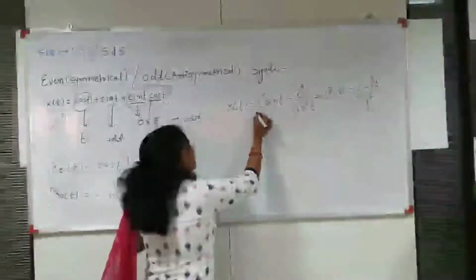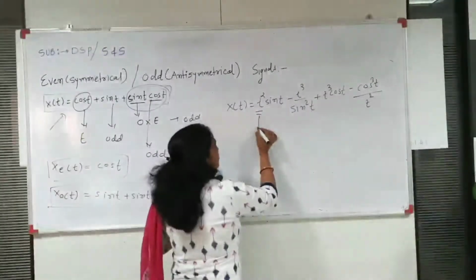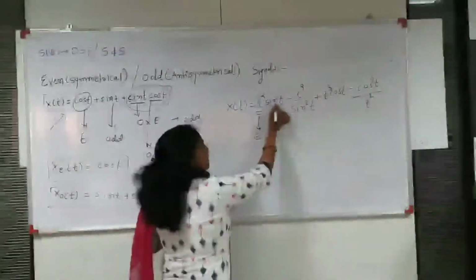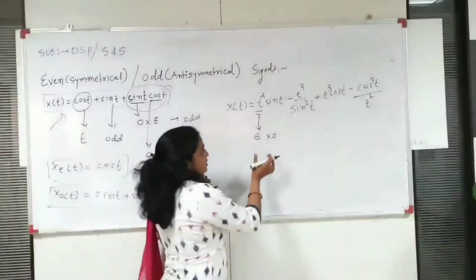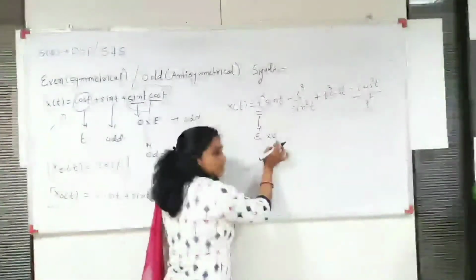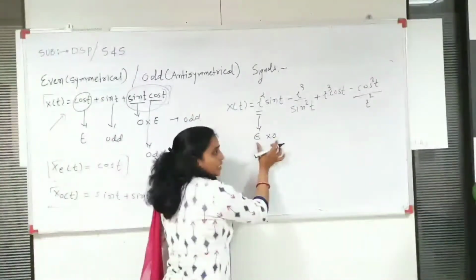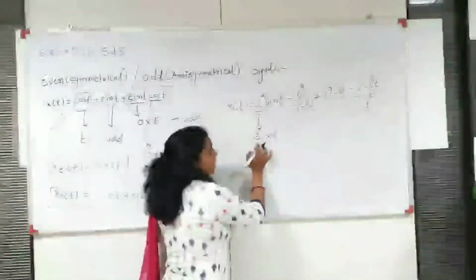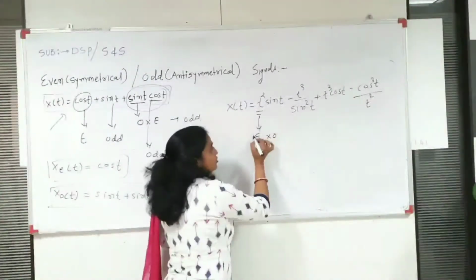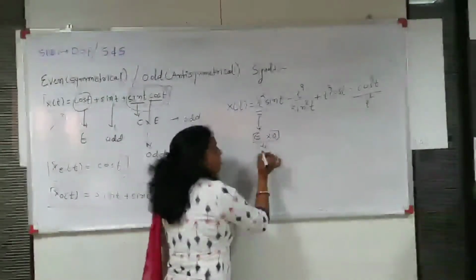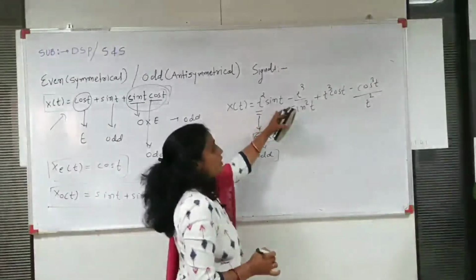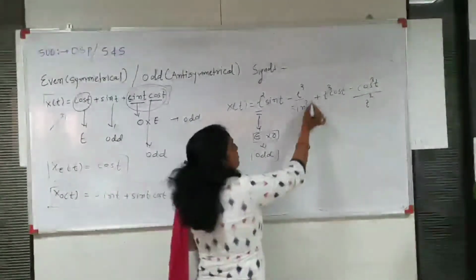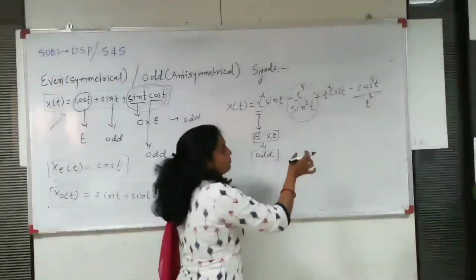Okay, so t square is an even signal, and this sin t is an odd signal. So this is the product of an even and an odd signal. Now we know the property: whenever your first signal is even and the second one is odd, the combination of even and odd is always an odd component. So this one is the odd component. In the same way we are checking the individual parts.